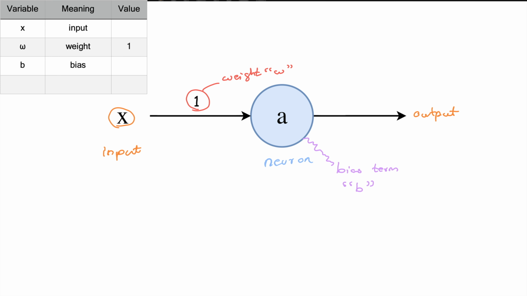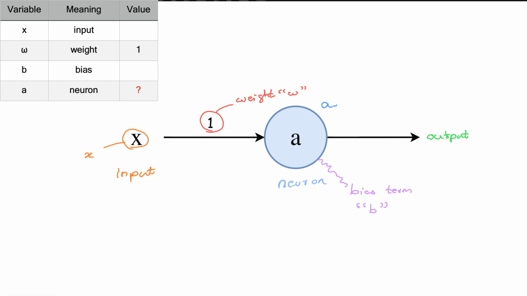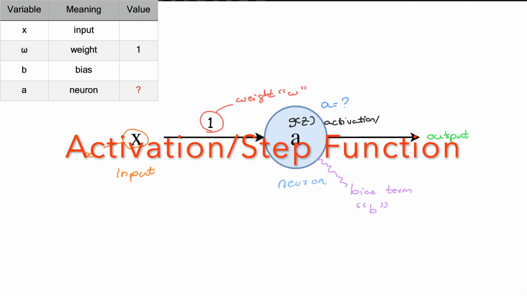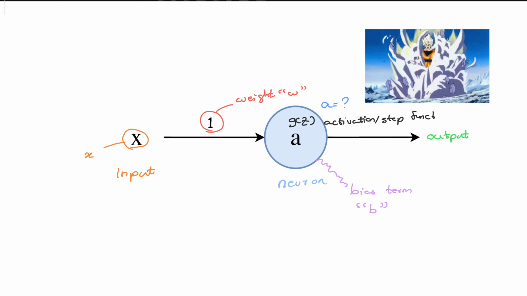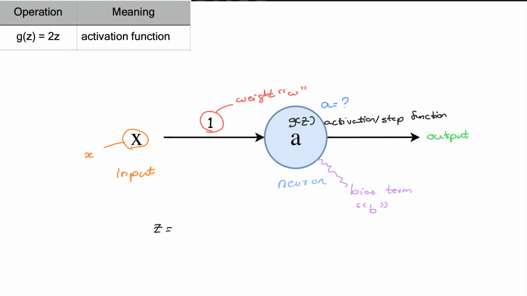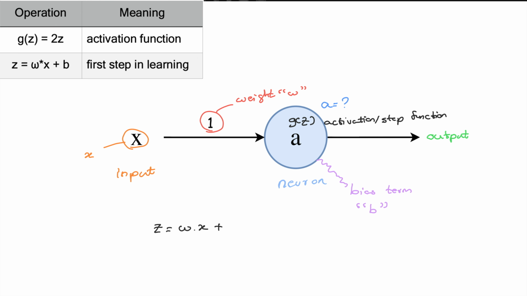One thing to note here is that the input X is denoted using lowercase letter x. And we are going to find the result of neuron A. In order to do that, we need to activate a neuron A using the activation function or the step function. Before applying the activation function to the neuron, we need to calculate the value of z using the following formula. Z is equal to omega x plus b.